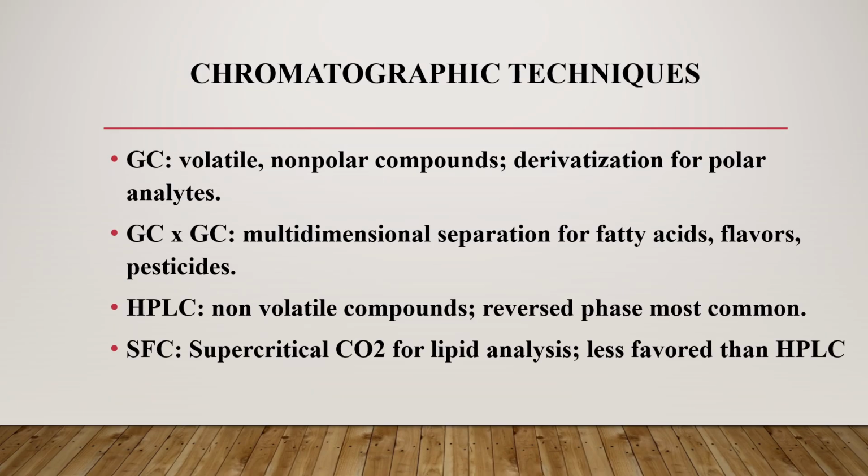Chromatographic techniques. Chromatography separates compounds based on how they interact with stationary and mobile phases. GC is ideal for volatile, thermally stable compounds like lipids and pesticides. Polar compounds can be analyzed if chemically modified. GCxGC, comprehensive two-dimensional GC, enhances resolution by separating along two axes, useful for complex mixtures like flavors and fatty acids.